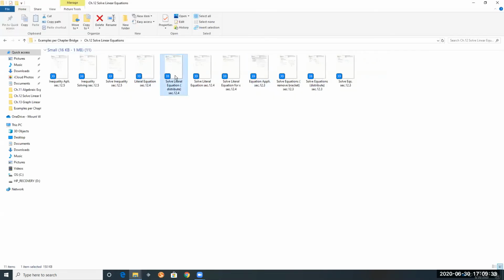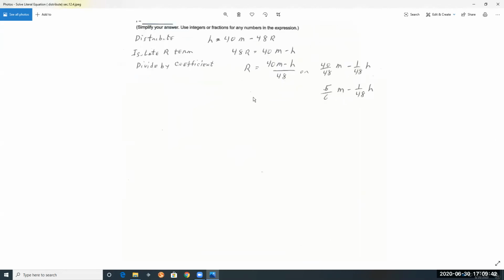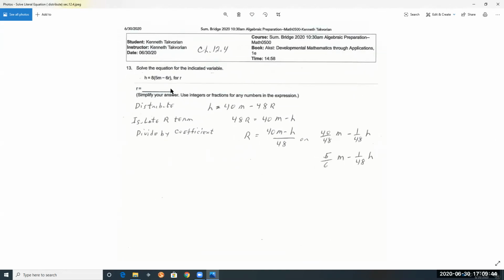Let's look at another literal equation. This time I think we're going to have to distribute. Yes, we need to distribute the 8 over the parentheses. So H equals 40M minus 48R.